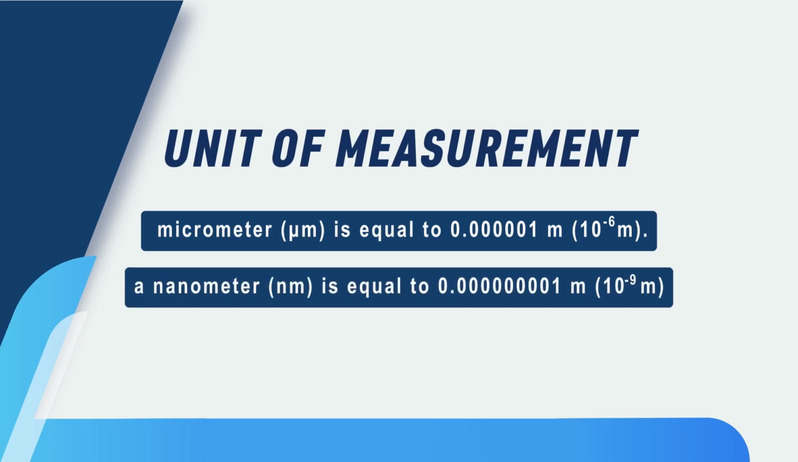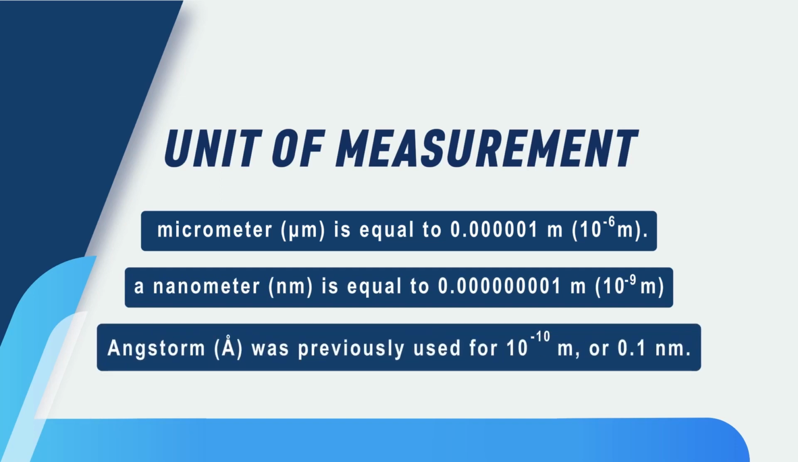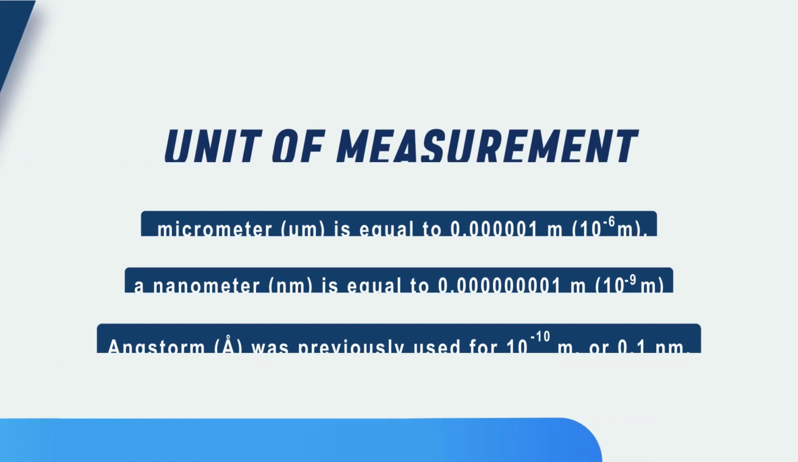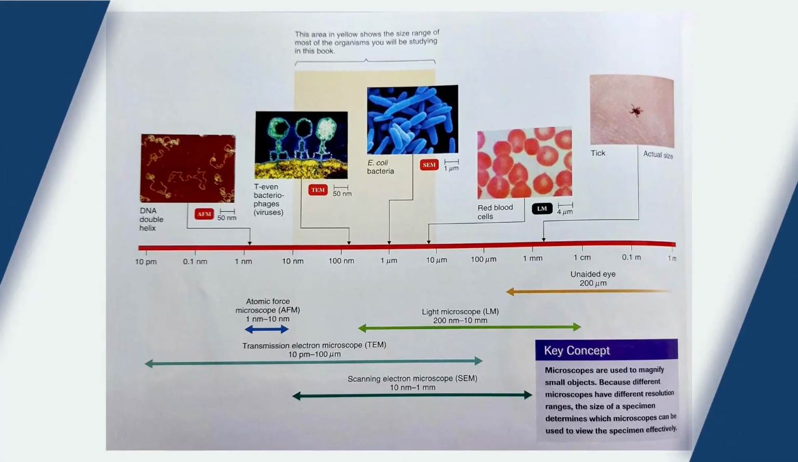A nanometer, nm, is equal to 0.000000001 m, 10 to the minus 9 m. Angstrom, Å, was previously used for 10 to the minus 10 m, or 0.1 nanometers. This figure shows various specimens that can be resolved by the human eye, light microscope, and electron microscope.